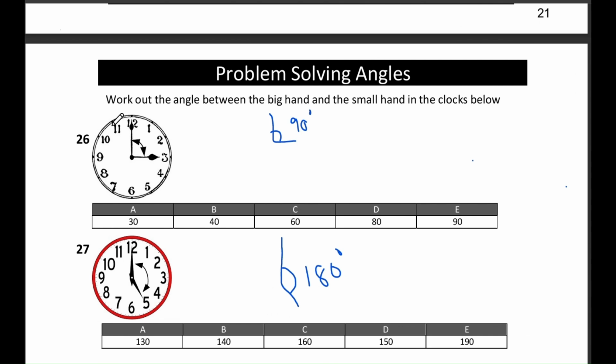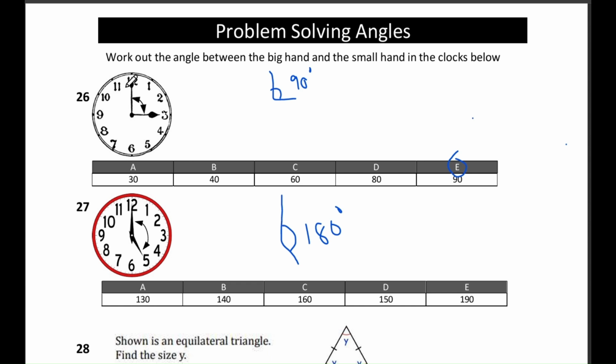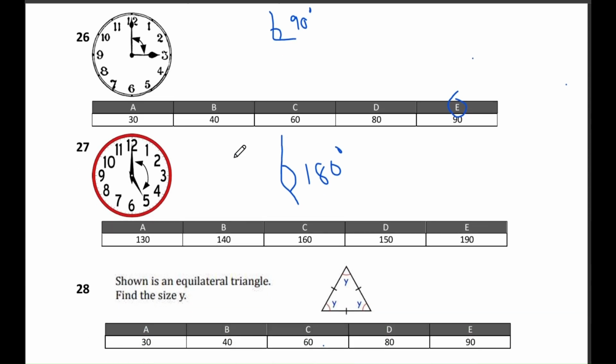Question number 26. Work out the angle between the big hand, which is the minute hand, and the small hand, the hour hand, on the clock that's given. We have 5 options. Option A is 30, option B is 40, option C is 60, option D is 80, and option E is 90. The correct answer is option E, 90. On the clock face that we're looking at, the hour and minute hands make a right angle, which is exactly 90 degrees.